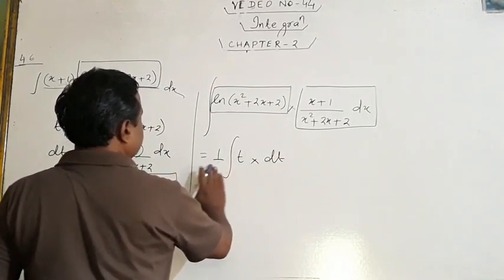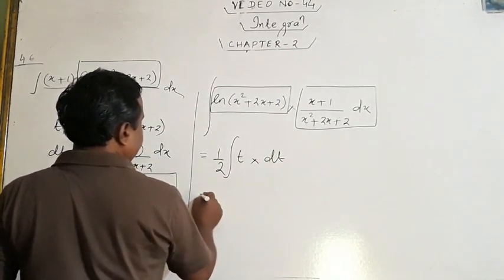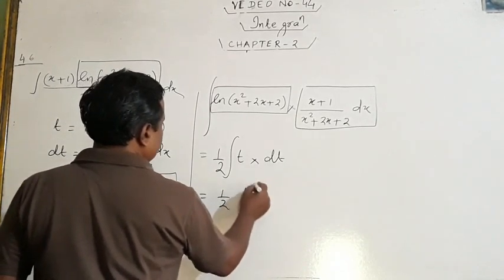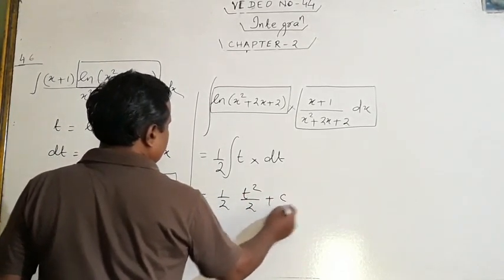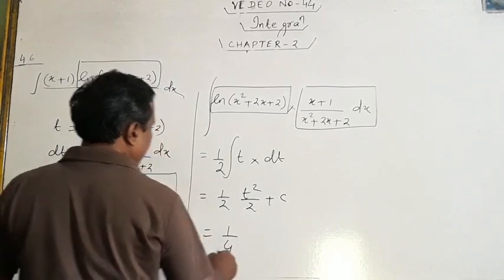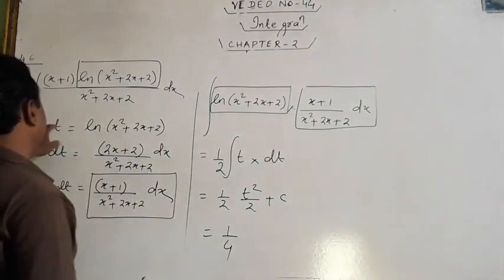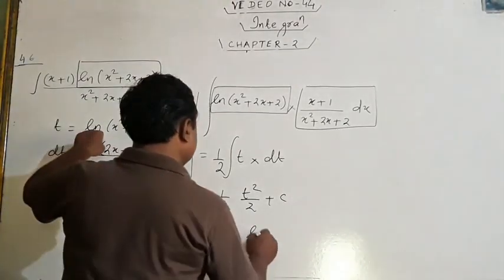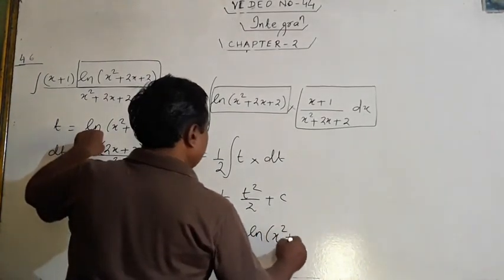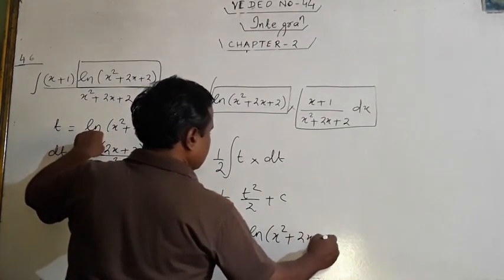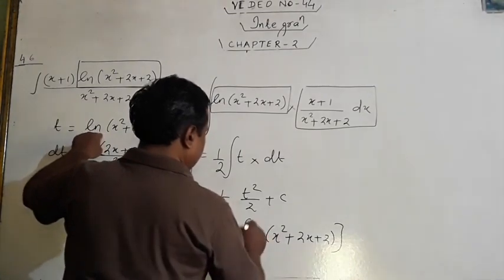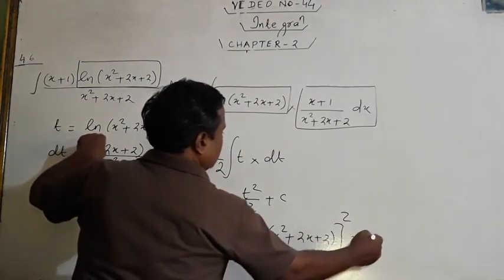And the result of integration of t dt, you know, it is t square by 2 plus c. And the result is 1 by 4. What is t square? It is ln x square plus 2x plus 2 whole square plus c. Okay.